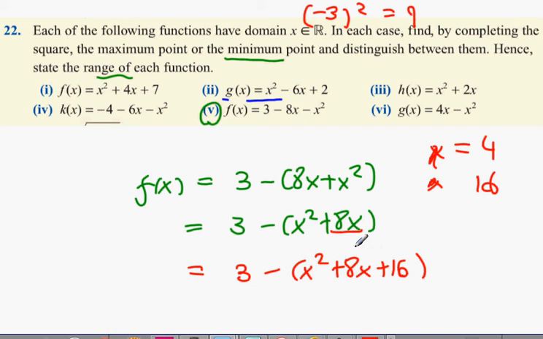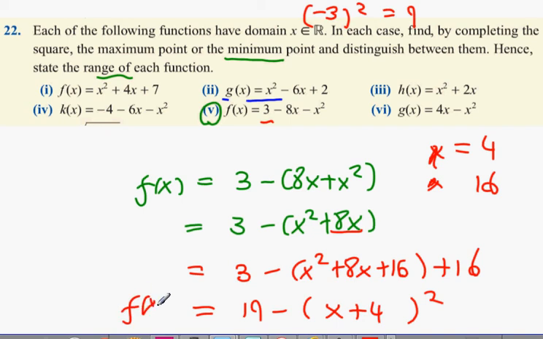Stop there. Well, how have I changed the function? I'm only meant to have 3, but now overall I have minus 13, don't I? Because it's 3 minus 16. How do I balance this up so that I still have 3? Well, if I took away 16, I should add on 16. 3 plus 16, 19. 19 minus, if I factorize this, what do I get? x plus 4 squared. Now I have my f of x function.